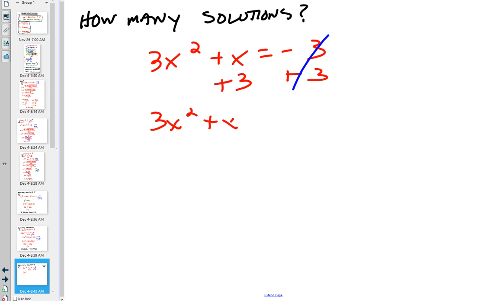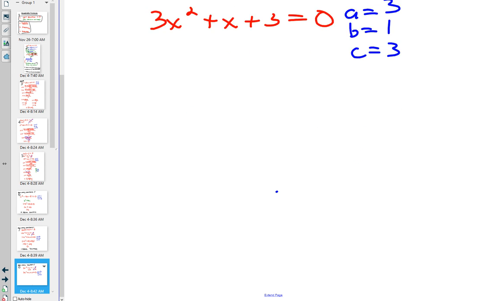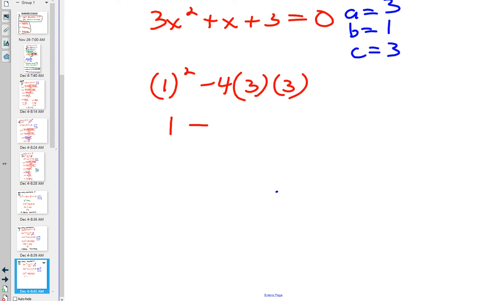3x squared plus x plus 3 is equal to 2. I'm going to identify A, B, and C, but if the question is only asking me how many solutions, I'm just going to plug it into the discriminant. So I get 1 squared minus 4 times 3 times 3, which is 1 minus, because there's only one negative, 36, which is negative 35.